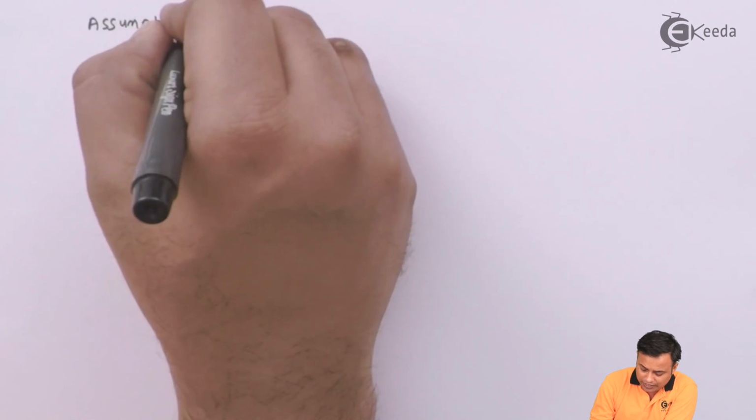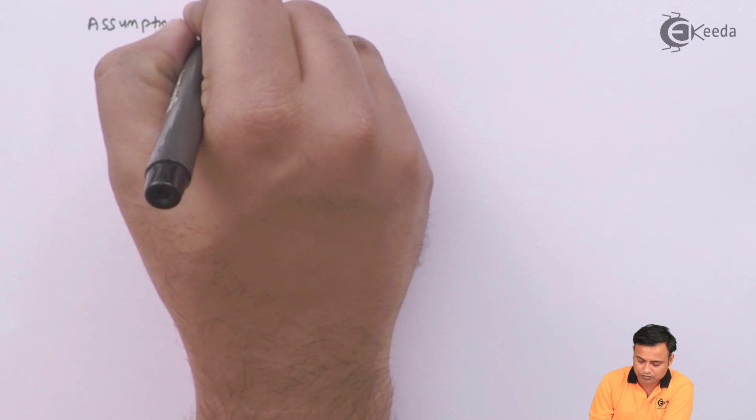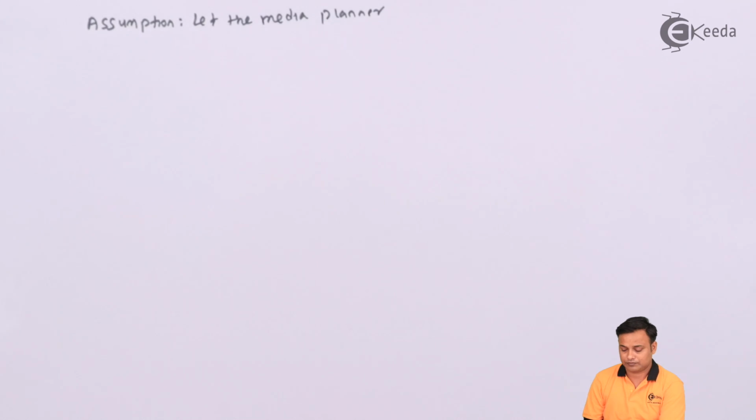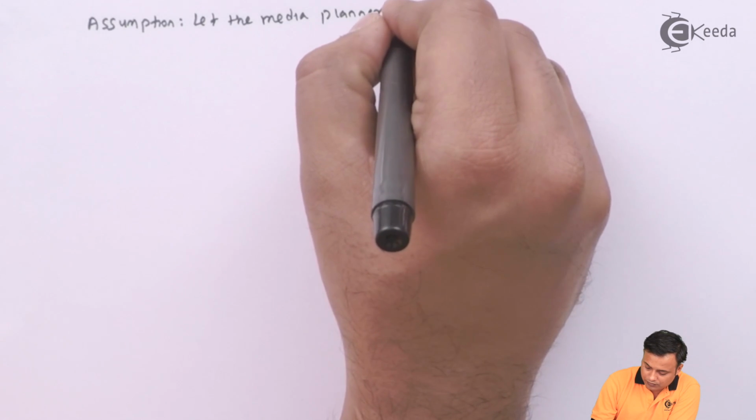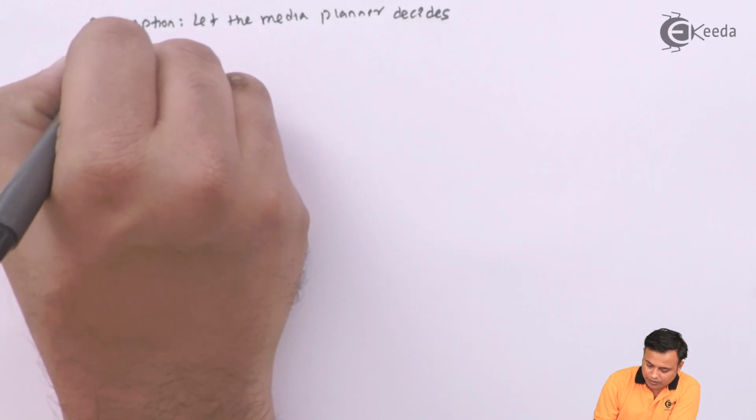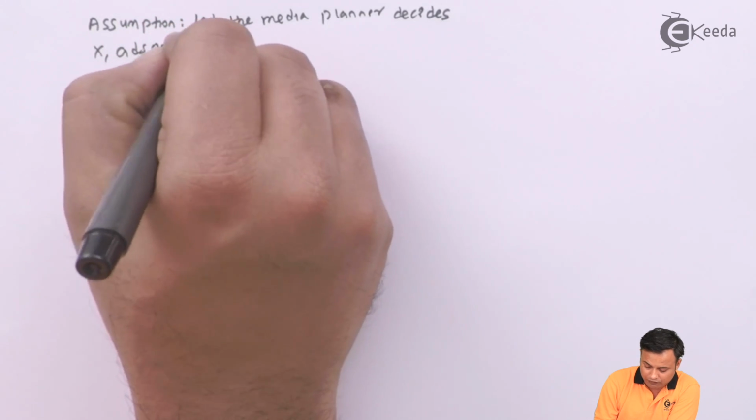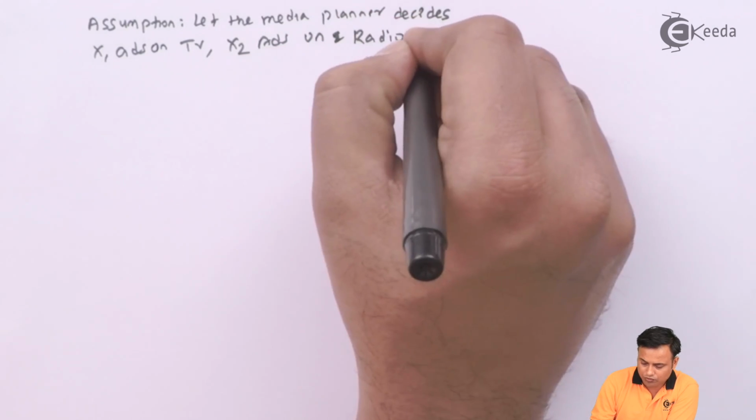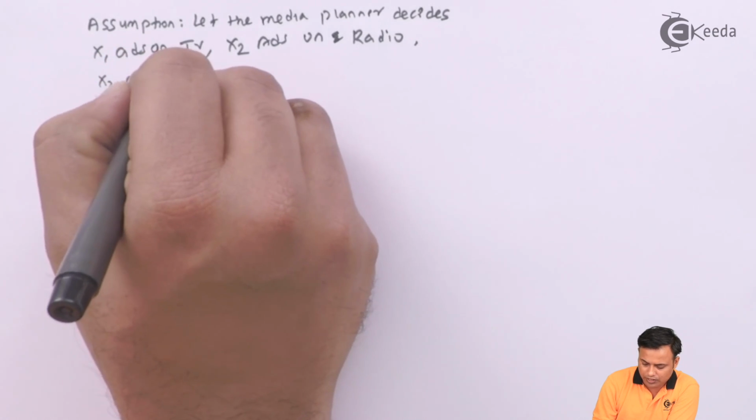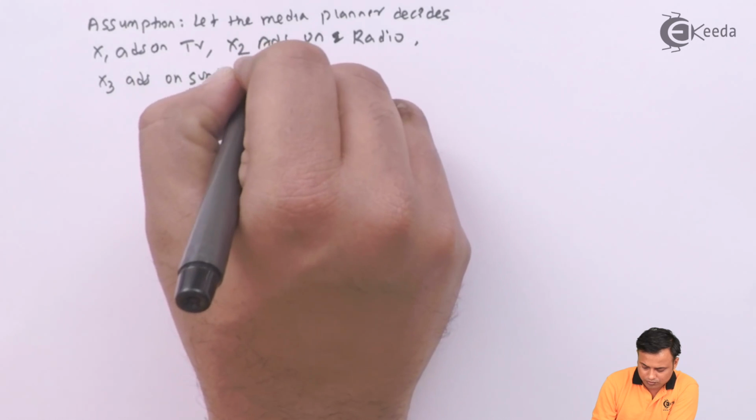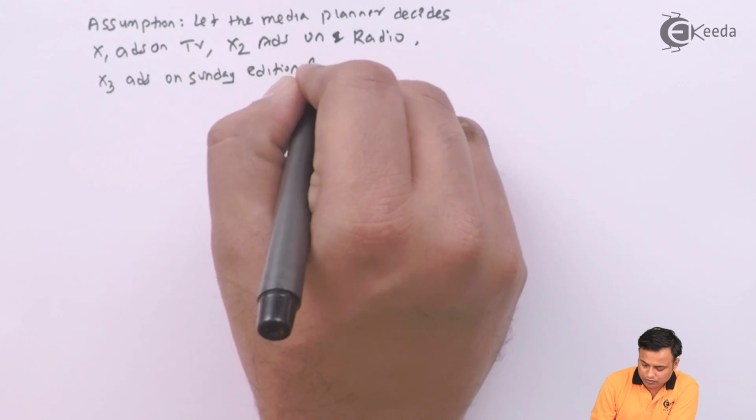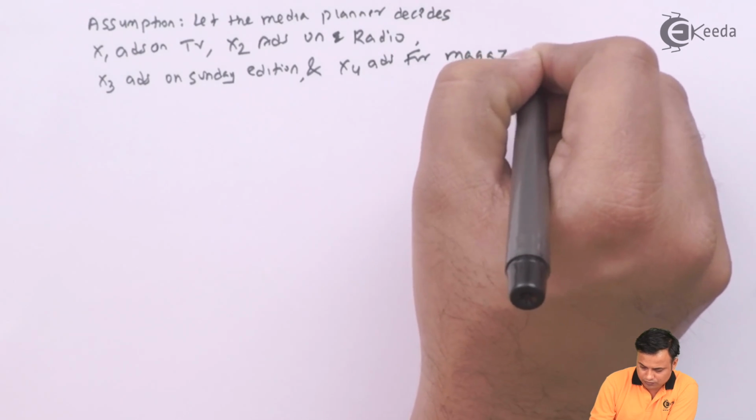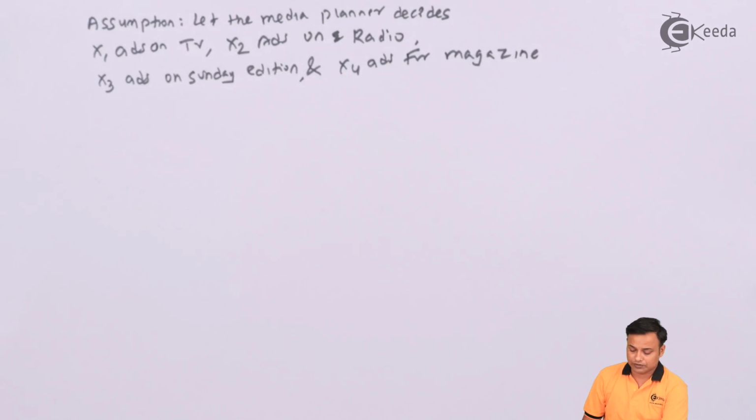Under assumption, let the media planner decide X1 ads on TV, X2 ads on radio, X3 ads on Sunday edition, and X4 ads for magazine. Now comes our objective function.